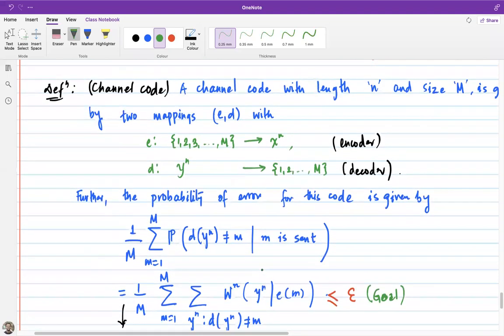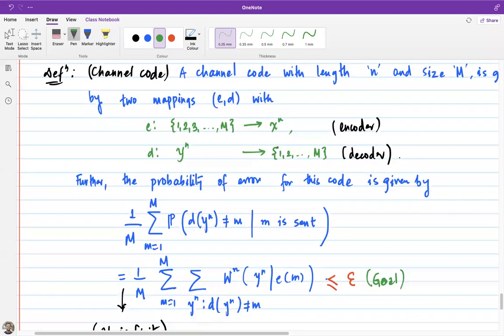Fine. So that's the definition of a channel code. It's just specified by two parameters. One is n, another one is m. M is actually the size, which essentially means the number of messages that you want to send out to the channel, the cardinality of the set of messages. So that is essentially the size, and then the length with which we are encoding the messages is called the length, and here it is n.